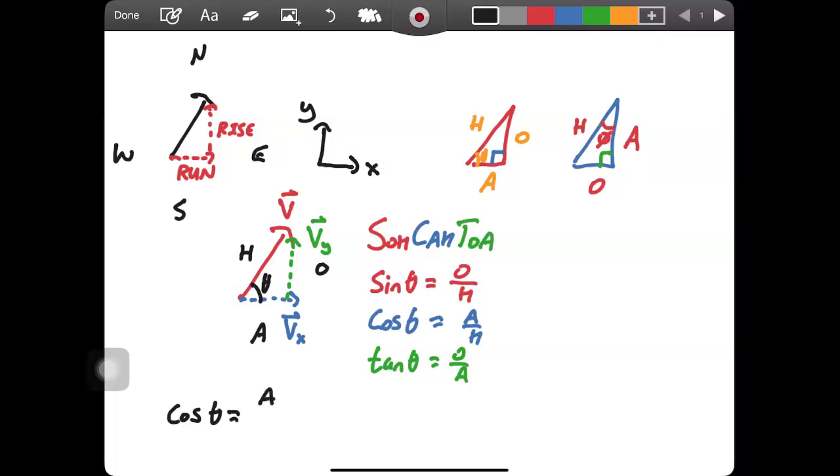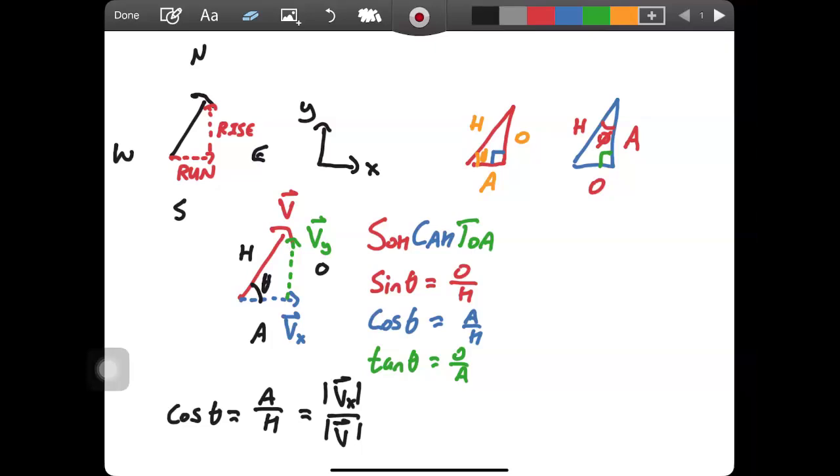the adjacent over the hypotenuse. That's the CAH in SOHCAHTOA. Well, I know that the adjacent is going to be the horizontal component. The hypotenuse is the total resultant vector. And I'm going to put these little bars on the side because what we're going to do is just look at the magnitudes of those vectors. And that's the actual length of the right triangles that we're drawing.